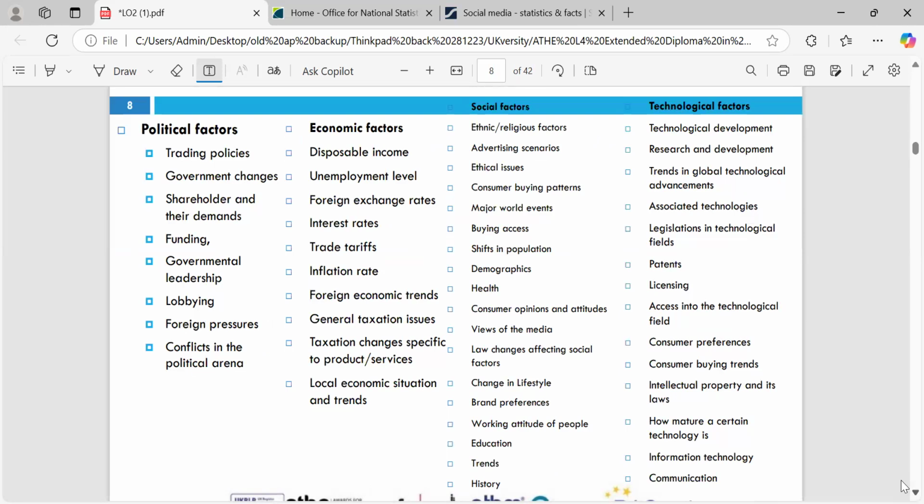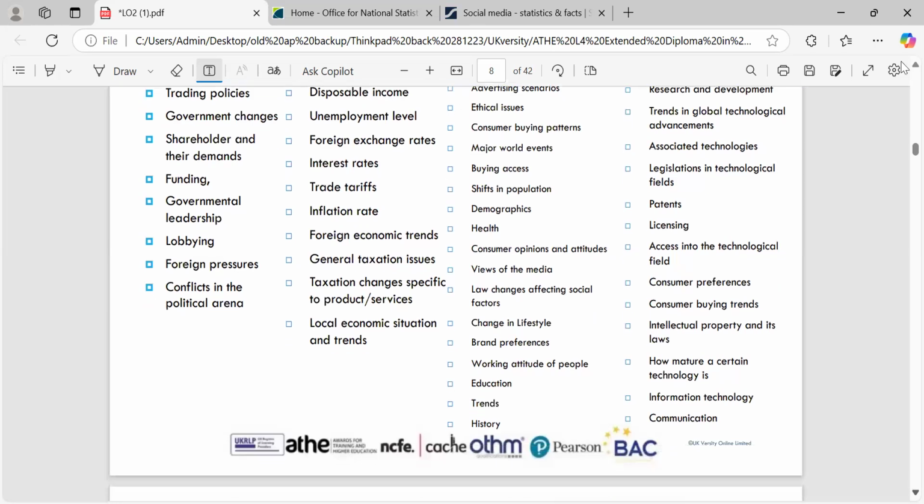What is happening there? Unemployment levels, foreign currencies, interest rate, as I mentioned, the ONS website, trade tariffs, meaning taxes on international trade, inflation rate, foreign economic strength, and general taxation issues. We are moving towards more digitalization of taxes. Social factor: ethical issues, advertising, as it's becoming more, and poverty, health and safety, mental health issues, education, history. That's a huge impact. These we need to change ourselves.